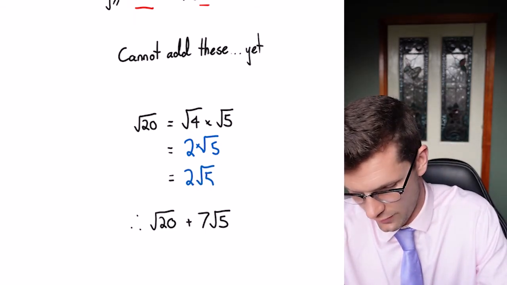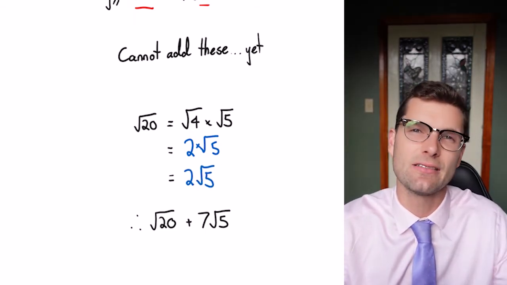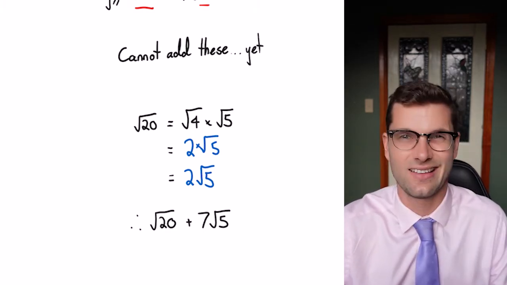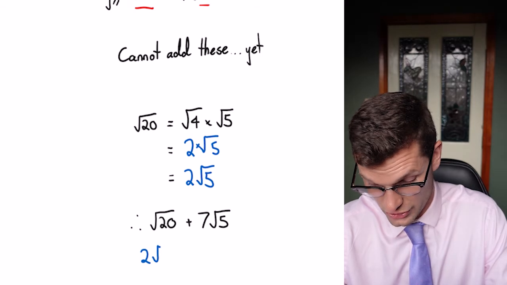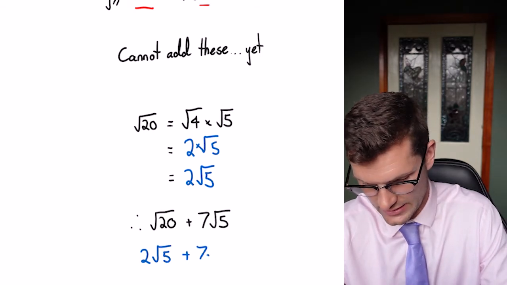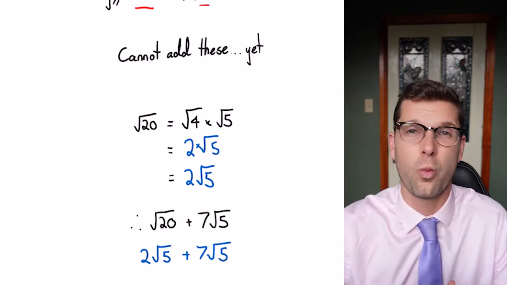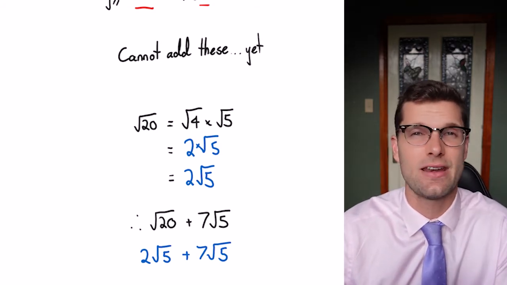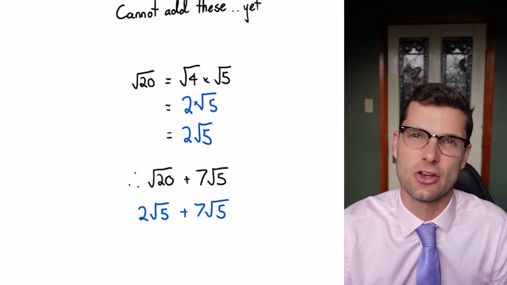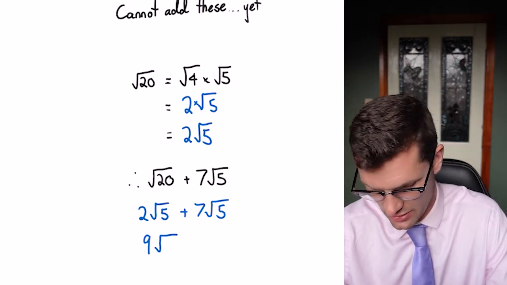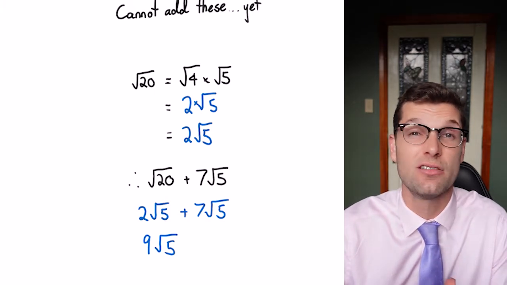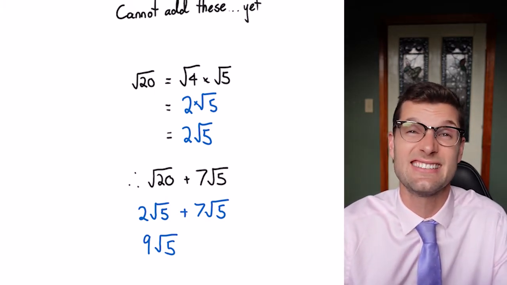as 2 root 5. So instead of having the question say, what's root 20 plus 7 root 5? It's really asking you, what's 2 root 5 plus 7 root 5? Once these surds are like, all we have to do is add the front numbers together and leave the surd the same. So this becomes 9 root 5. And that's our surd mathematical sentence in its simplest form.